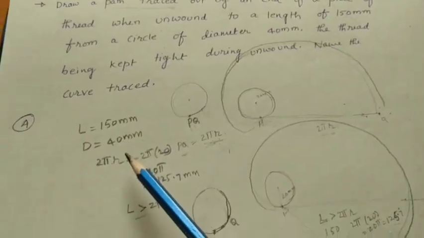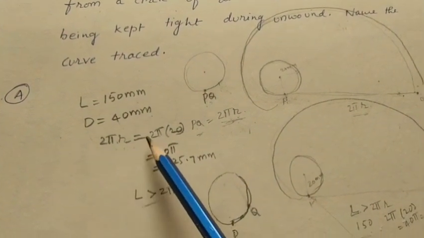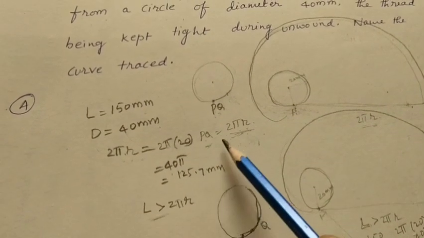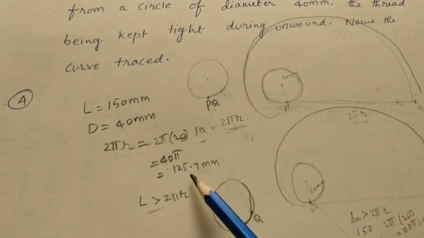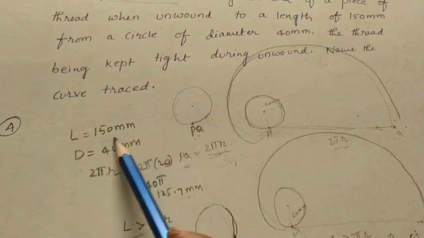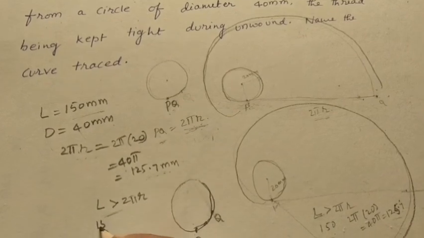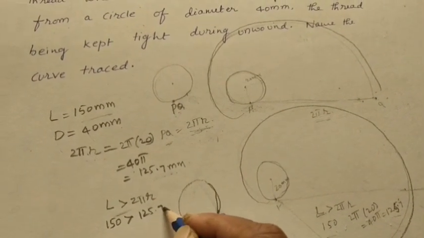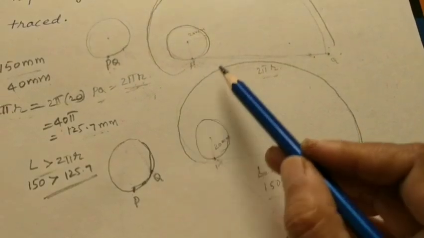Take the given data. After that, find out the 2 pi r value. 2 pi r means the circumference of the circle. So 2 pi I kept as it is, and r means radius, half of diameter 40. So this value comes to 125.7 mm. So this is less than the given length of the thread. Given length is 150 mm, which is more than 125.7, so there is more thread length. For more thread length we will get the diagram like this.